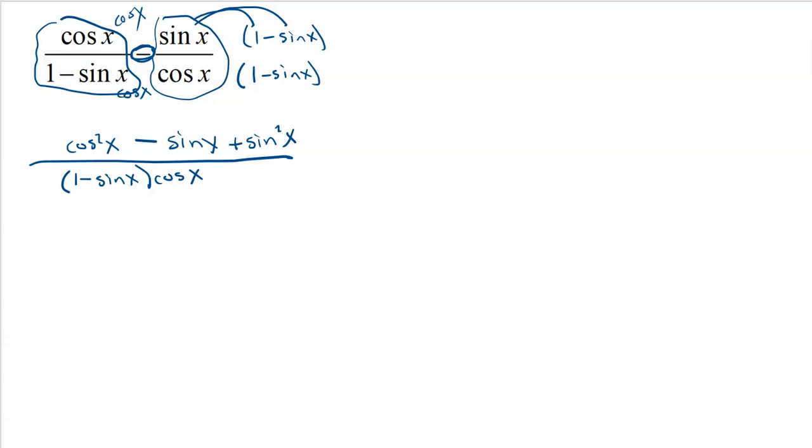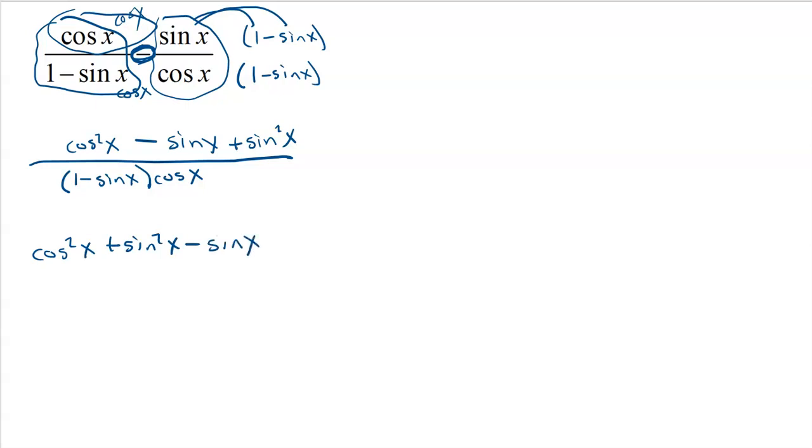Hope everybody sees that. Again, I'm distributing. I didn't have to do that over here because it was just cosine times cosine. That's cosine squared. But since there was a 1 minus sine, I have to distribute the negative sign across. Okay, now check this out. I got a cosine squared and I got a sine squared. So again, you could rewrite the order of that. That's going to be cosine squared of x plus sine squared of x minus sine of x.